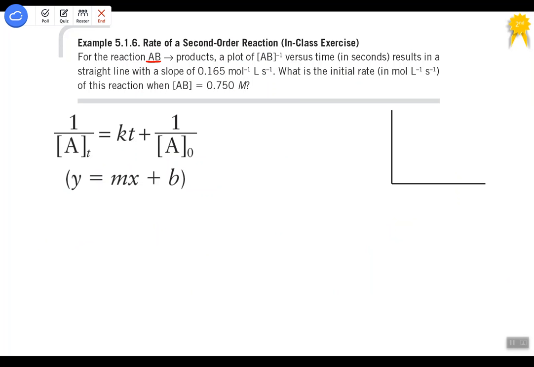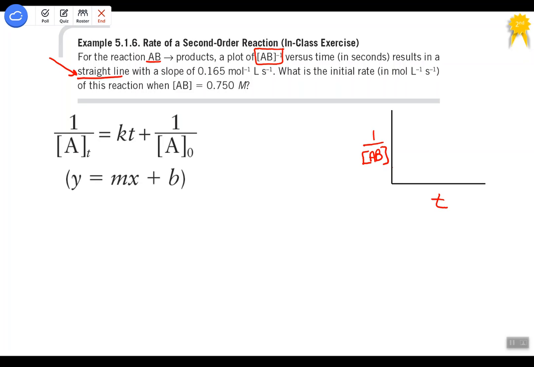Let's consider a reaction where the reactant, let's say it's AB, goes to products, and this data is plotted in a graph. And the concentration of AB to the power -1, we can write that out to the power -1, or simply write it out as a fraction. Mathematically, it's the same thing. And versus time. This results in a straight line.